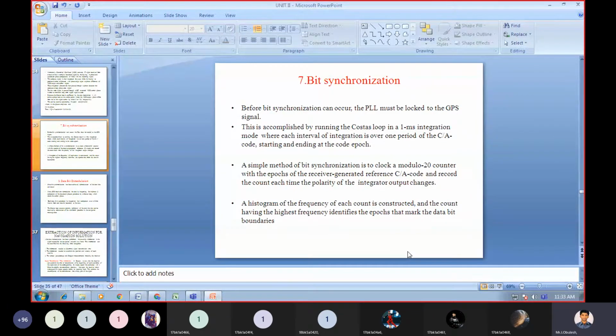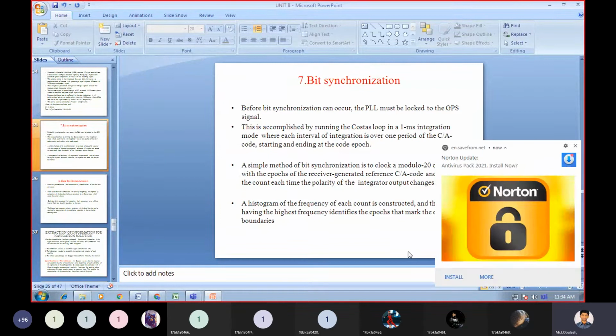This is accomplished by running the Costas loop in a 1 millisecond integration mode, where each interval of integration is over one period of the C/A code, starting and ending at the code epoch.